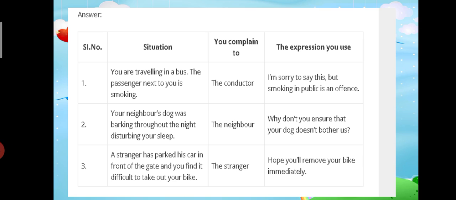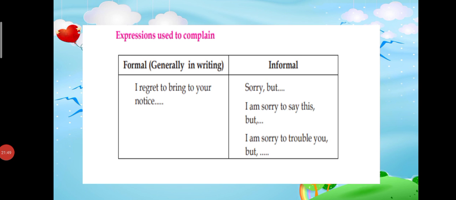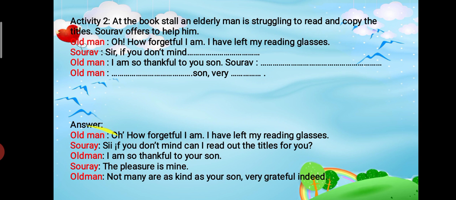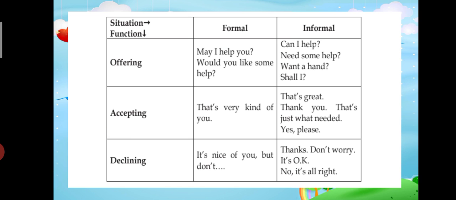So today we have seen two types of language functions. One is offering to help and another is complaining. When you offer to help, you should remember to use these terms. When you offer help, you must ask, "May I help you? Would you like some help? Or can I help? Need some help? Shall I?" If you are accepting help: "That's very kind of you. That's great. Thank you. That's just what I needed. Yes, please."